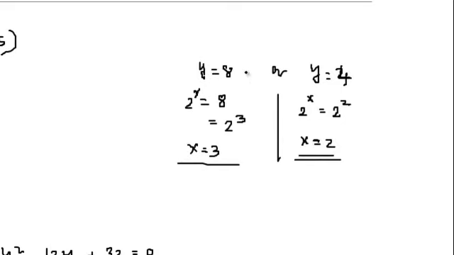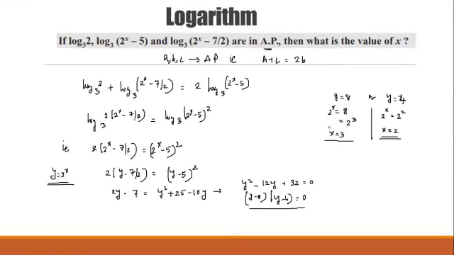Now remember, whenever this type of problem comes in the case of logarithms, once we get the value of x, you have to check whether the logarithm is defined or not. If I put 3, then 2 to the power 3 minus 5 is a positive number, so the log is defined. Similarly, 2 to the power 3 minus 7 by 2 is also a positive number. So x equals 3 is our solution.